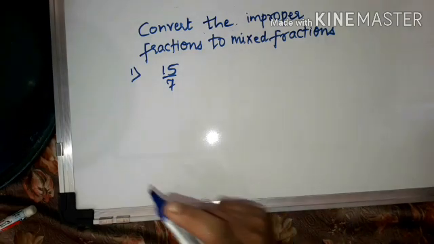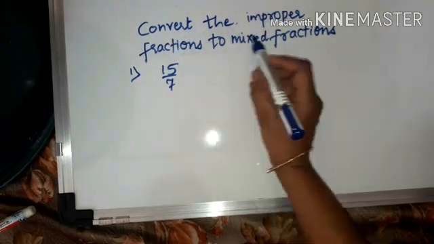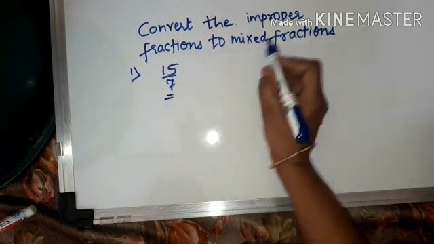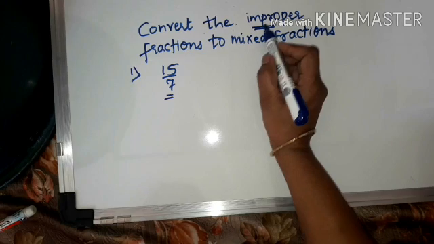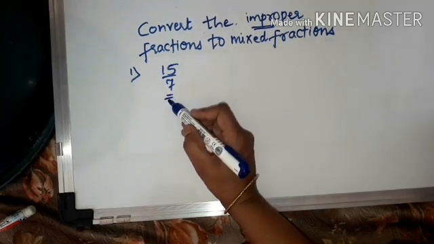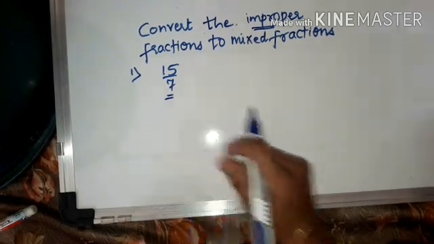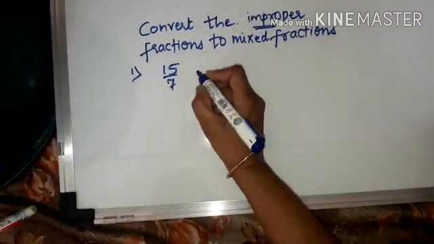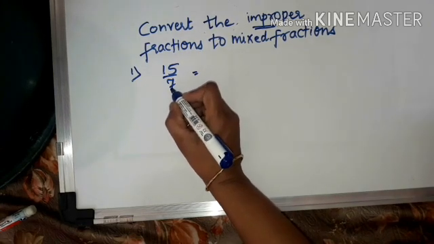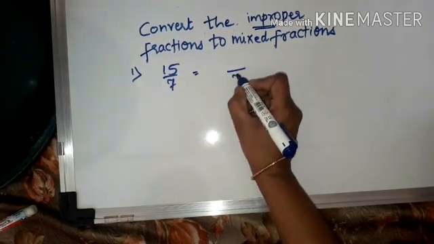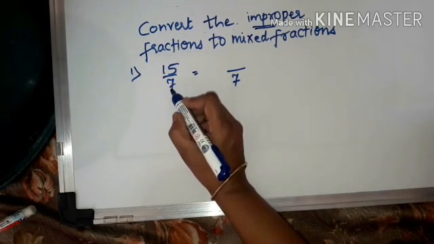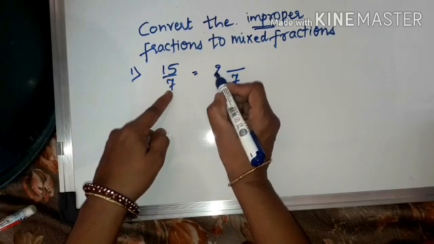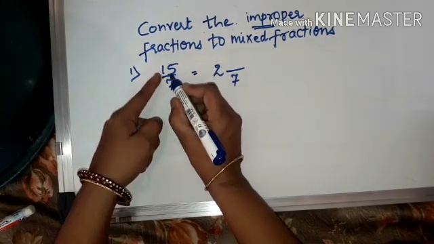Check the question given here. Convert the improper fractions to mixed fractions. You can see the given fraction is improper because in an improper fraction the numerator is bigger than the denominator. Now we will convert this improper fraction to a mixed fraction. Orally, how can you do it? The 7 is given in the denominator. Write 7 here. Now speak the table of 7. 7 ones are 7, 7 twos are 14. So 7 twos are 14 and 1 is the remainder.